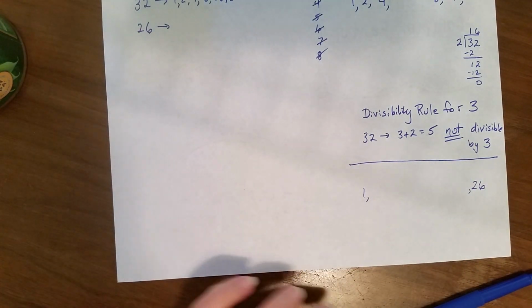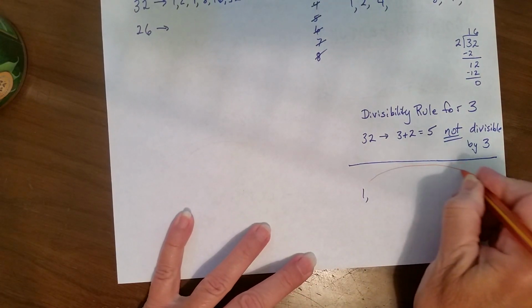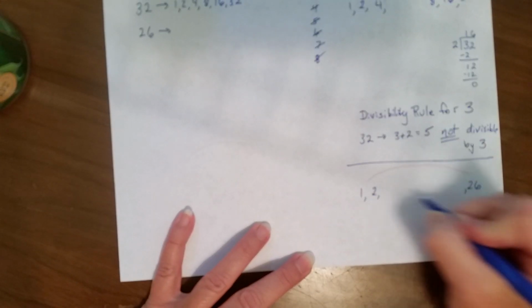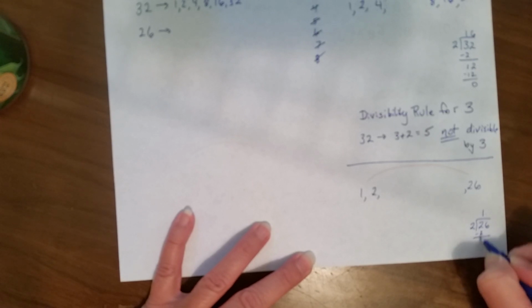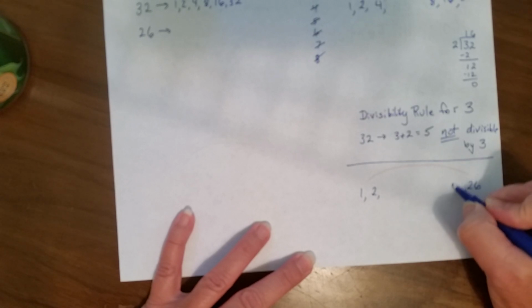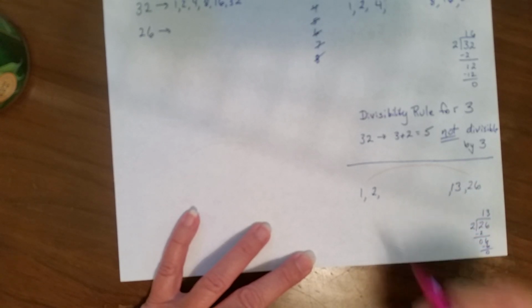All right, so we've got 1 and 26. That's one arc to our rainbow. I know 26 is divisible by 2 because it's even. So 26 divided by 2, 2 times 1 is 2. Subtract, you get 0. Bring down the 6. 2 times what goes into 6? 2 times 3. So we know that 2 times 13 is 26. So there's another arc to our rainbow.